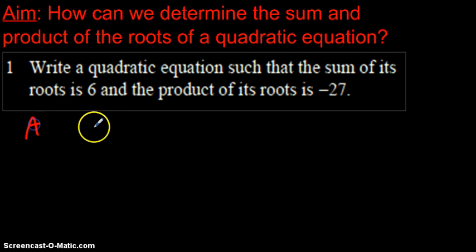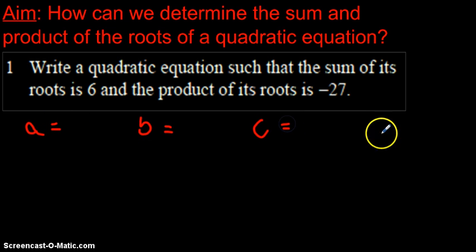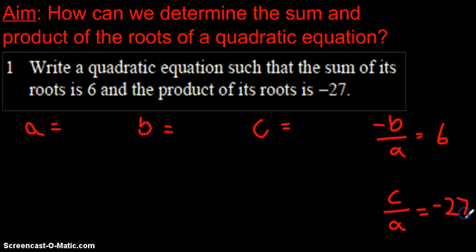We need a, again, this should be lowercase. I have to stop doing that. A, b, and c, such that negative b over a is equal to 6, and c over a is equal to negative 27. Okay? So let's experiment a little.